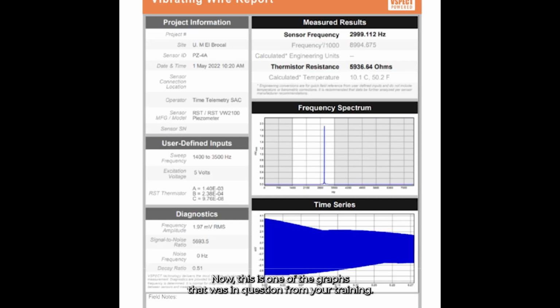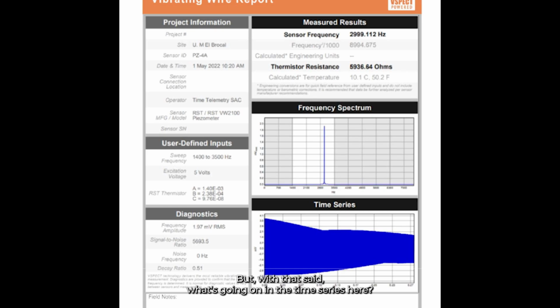Okay, now this is one of the graphs that was in question from your training. It looks a little bit unusual. You can see that in the time series. You have what doesn't look like a standard oscillation. Again, I'm going to go back to what I've been saying. As long as I've got a sensor signal identified and I have a healthy frequency and healthy signal-to-noise ratio, I'm not too worried. I have a high degree of confidence this is the right measurement from the sensor.